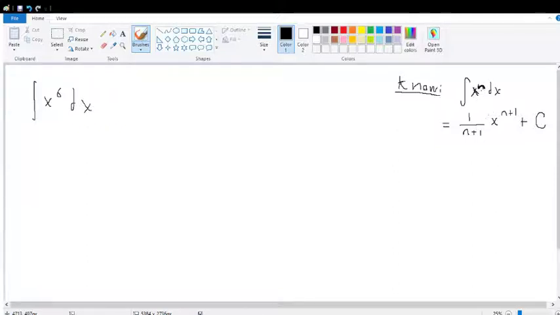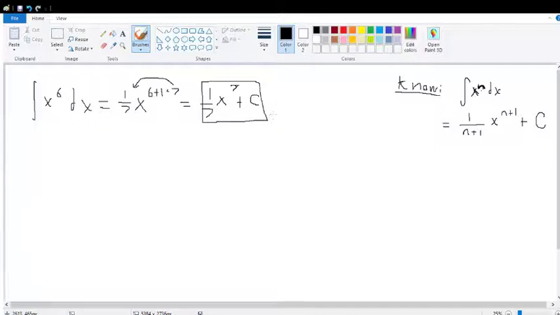In other words, you just add 1 to the power, and then you divide by that new power. In this case, you're going to take x to the 6th, add 1 to the power, that's going to equal 7, and divide by that new power. So you're going to get 1/7 x to the 7th power. And you're done. Now you can put the plus c. That one was pretty straightforward.